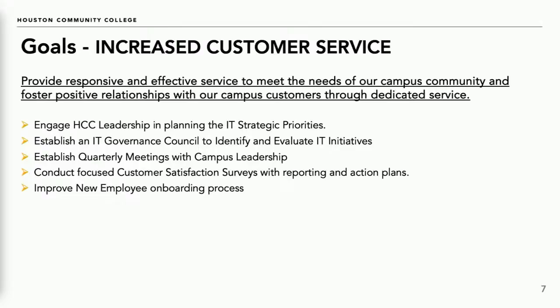Regular meetings with campus leadership will help maintain open lines of communication, provide updates on key projects, and gather feedback on IT services. These touch points will strengthen collaboration and allow us to adapt quickly to emerging needs. We're launching targeted customer satisfaction surveys to gather meaningful feedback on IT services. More importantly, we will use this data to create actionable plans and report progress, demonstrating our commitment to continuous improvement and accountability.